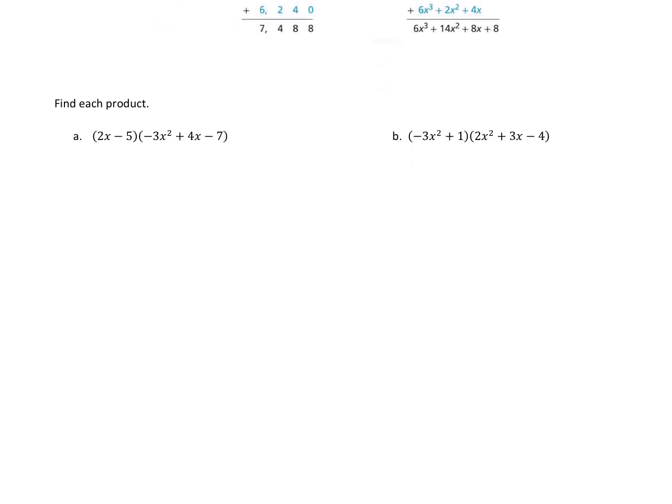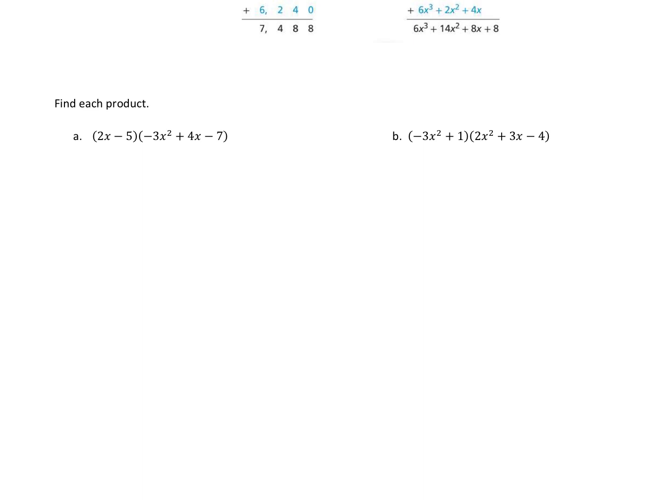All right, so let's find each product. I'm going to show you two ways to do this. Let's practice the way we just saw, where we're multiplying like we do longhand. Is that what we call it? I don't know what we call it.